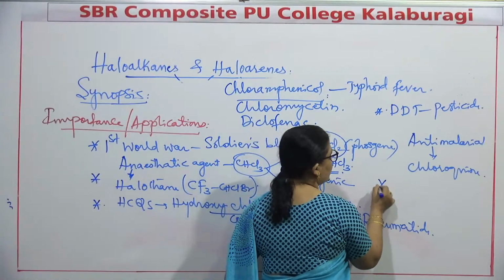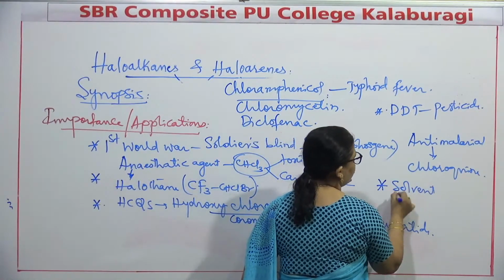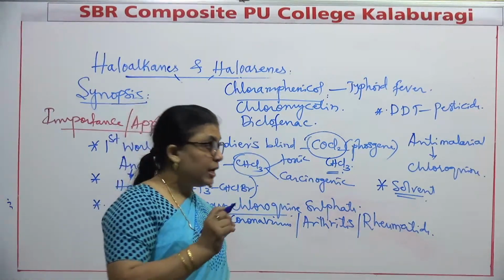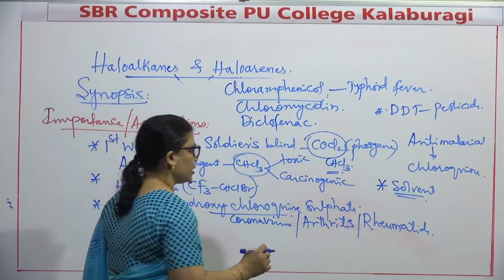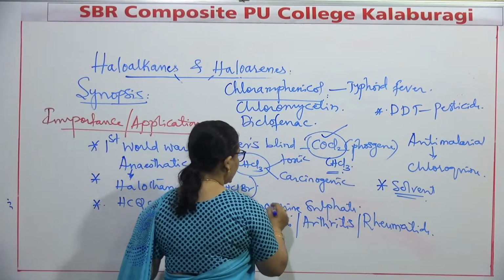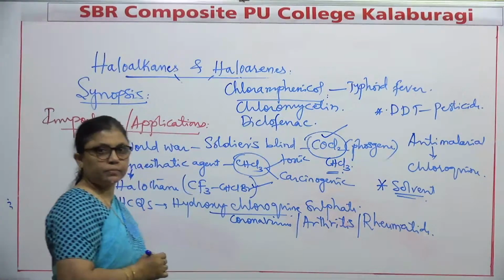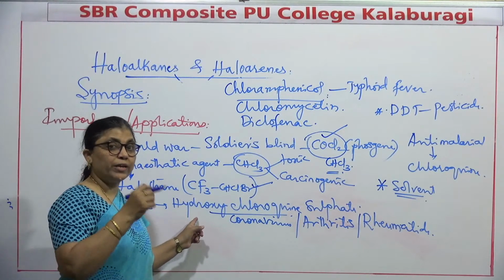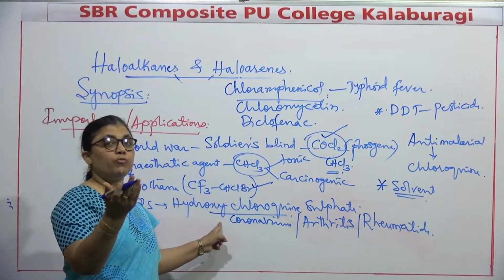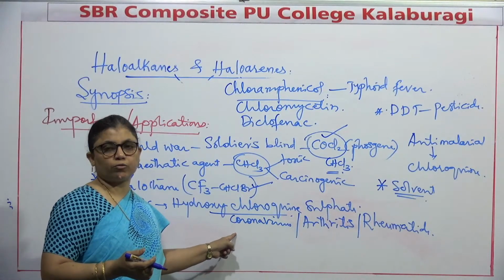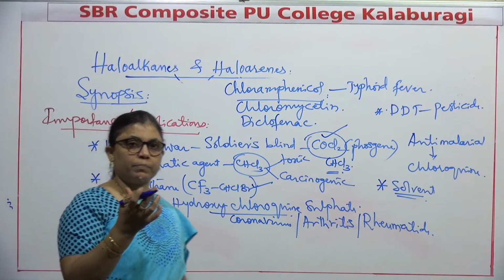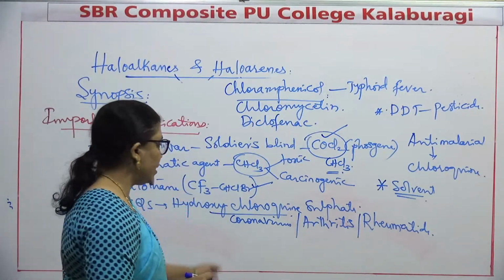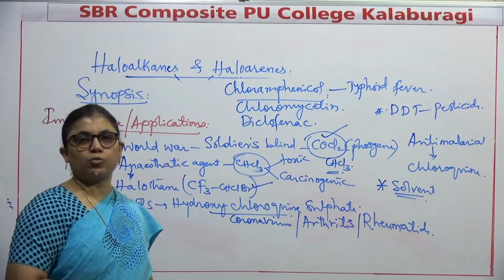Lastly, it can be used as a solvent in many organic reactions. The most important part is related to phosgene and halothane. Because COVID-19 started in 2019, you may expect a question related to HCQS in 2021. Usually while preparing the question paper, when they are dealing with applications, they take the recent update. That's why it is better to concentrate on HCQS also.